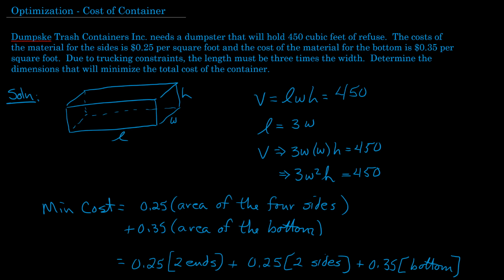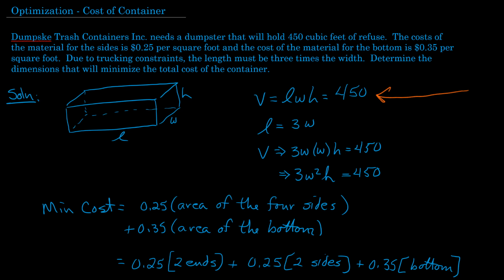Due to trucking constraints, the length must be 3 times the width. Determine the dimensions that will minimize the total cost of the container. Notice we're not trying to minimize volume or maximize volume because we have a prescribed set volume. It has to be 450 cubic feet.